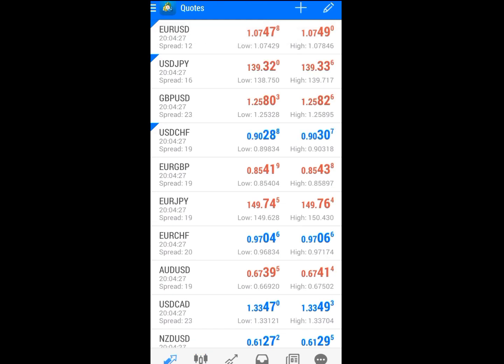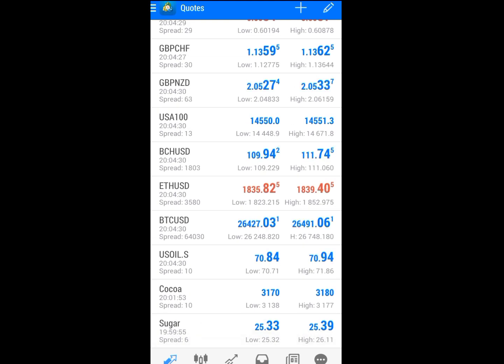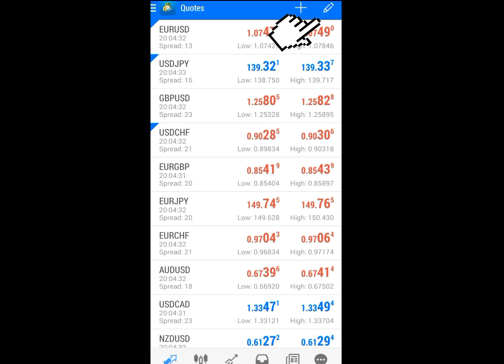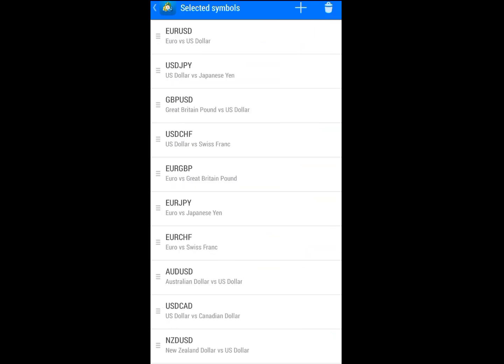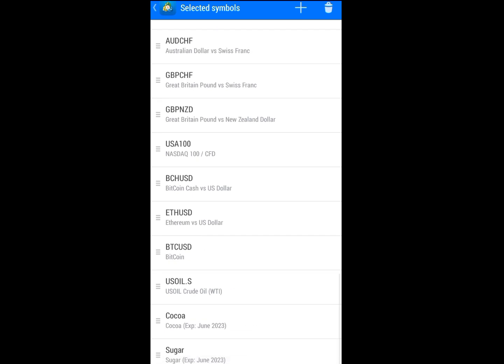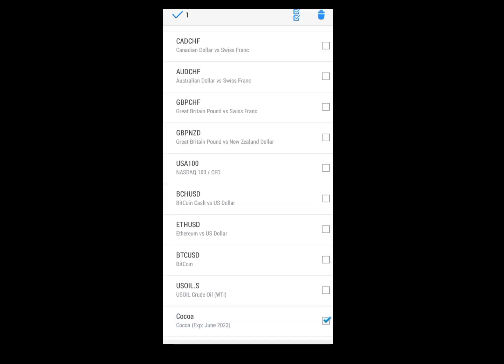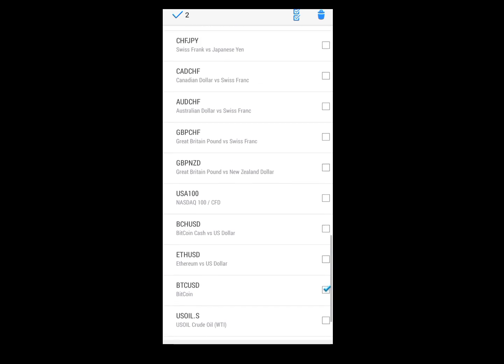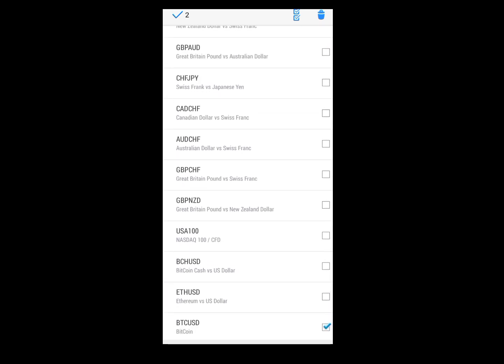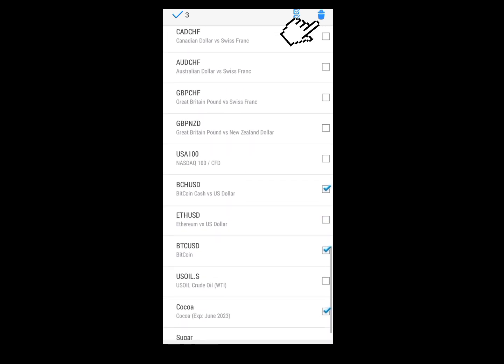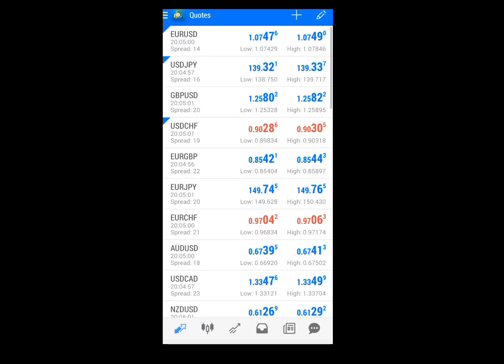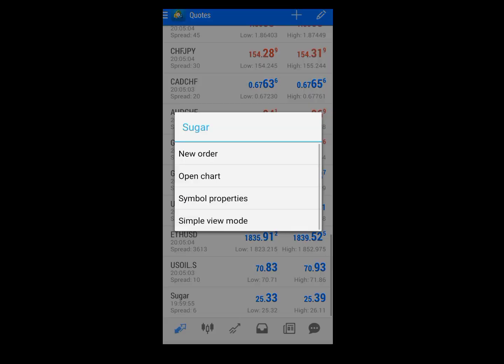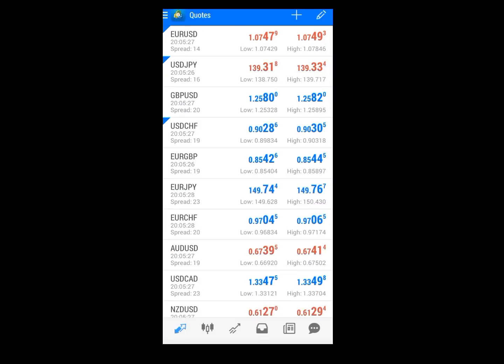If you want to remove any one, probably because your watch list is filled up, just click on this pencil button here. Tap on anyone you want to remove. For now, let me remove the sugar and cocoa that I just added. Click on this delete button above here. Let me remove Bitcoin to USD, and Bitcoin Cash to US dollar. All I have to do is tap delete and it'll be out. When you go back there, you're not going to see it again. So this is how you could add or remove any forex instrument that you want.